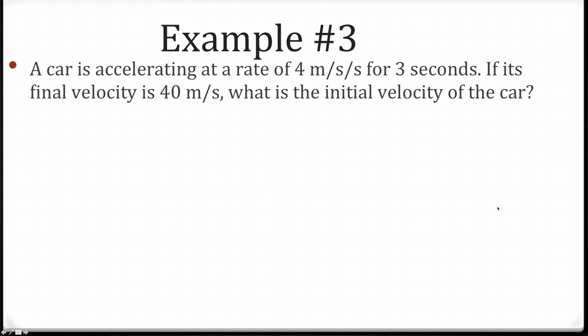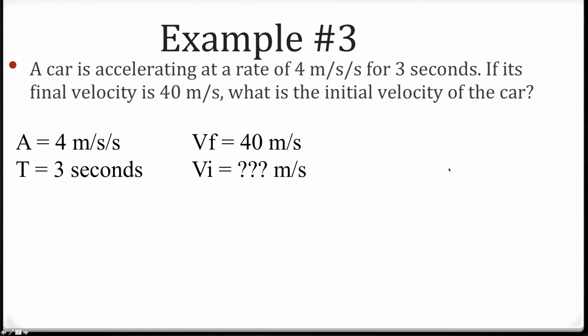For our next example, we've got a car accelerating at a rate of 4 meters per second for 3 seconds. If its final velocity is 40, we want to know the initial velocity. So we are given acceleration, time, final velocity, and we want to know initial velocity. So we want a formula with these 4 things in it, and there are actually 2 of them on the formula sheet. The one we use in example 3 and this one. I choose to use this one most of the time because I just like how it's set up more, but they'll both get you the correct answer because they're both the same formula written differently.